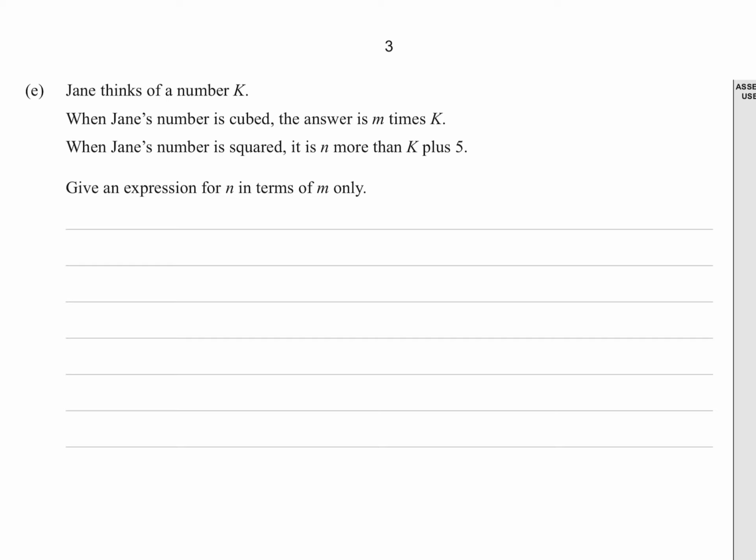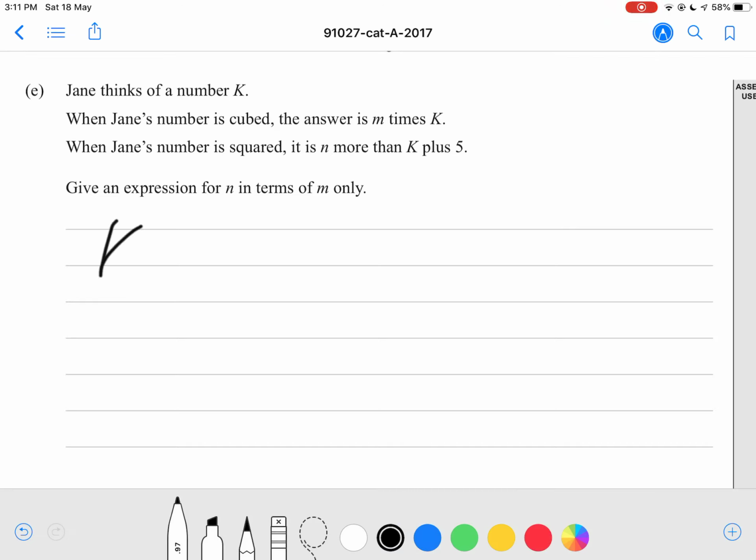Okay, so Jane thinks of a number k. When Jane's number is cubed, the answer is m times k. When Jane's number is squared, it is n more than k plus 5. Give an expression for n in terms of m only. So let's say Jane's number is k, and when it is cubed, to the power of 3, the answer is m multiplied by k.